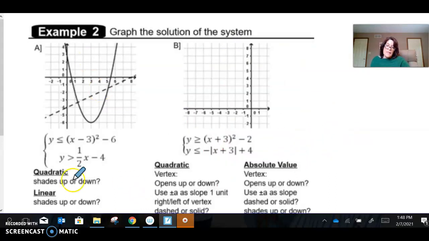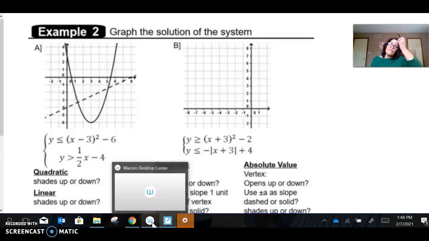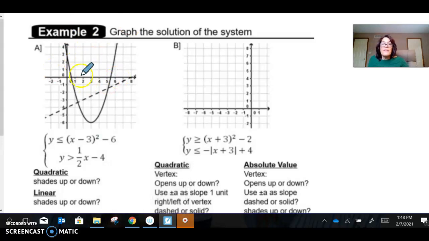So we're going to look at some systems here. I graphed the parabola and the line. I want you to figure out where the double shading is. Here's my quadratic, right? It has the square. The vertex is at 3, -6. And I was supposed to shade everything less than or equal to that. Less than or equal to the parabola. So can you picture it out here?